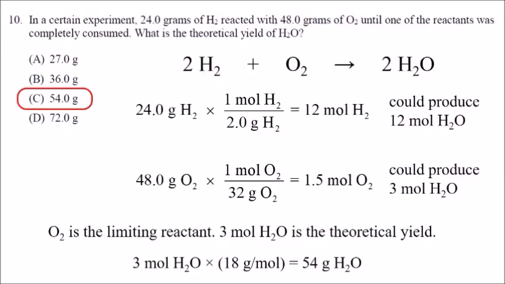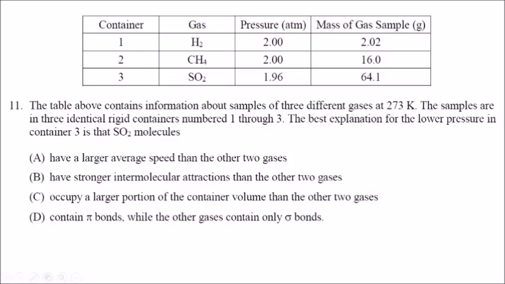Number 11. We have three different containers that hold a different sample of gas. We have hydrogen, we have CH4, which is methane, and we have sulfur dioxide. Now the pressure in the sulfur dioxide container is slightly less than in the hydrogen and the methane. Each of these samples contains 1 mole of gas. So 2 grams of hydrogen, 16 grams of methane, and 64 grams of sulfur dioxide.